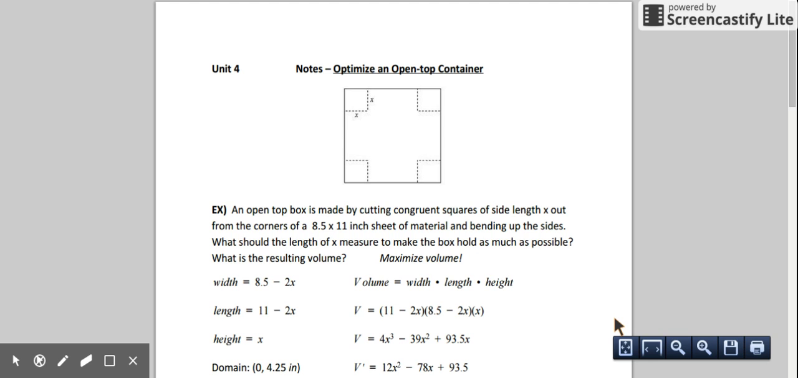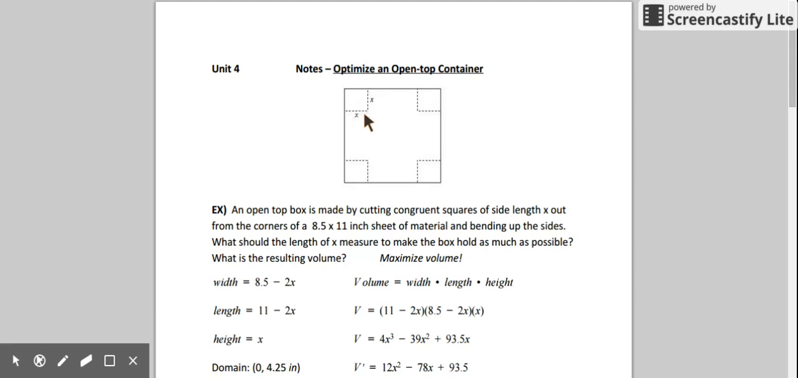An open-top box is going to be made by cutting congruent squares of side length x out from the corners. And we're going to start off with an 8.5 by 11 inch sheet of material. You can actually do this on your own and grab a piece of paper that measures 8.5 by 11 and cut out some squares from the corners to really feel how these dimensions are coming in.